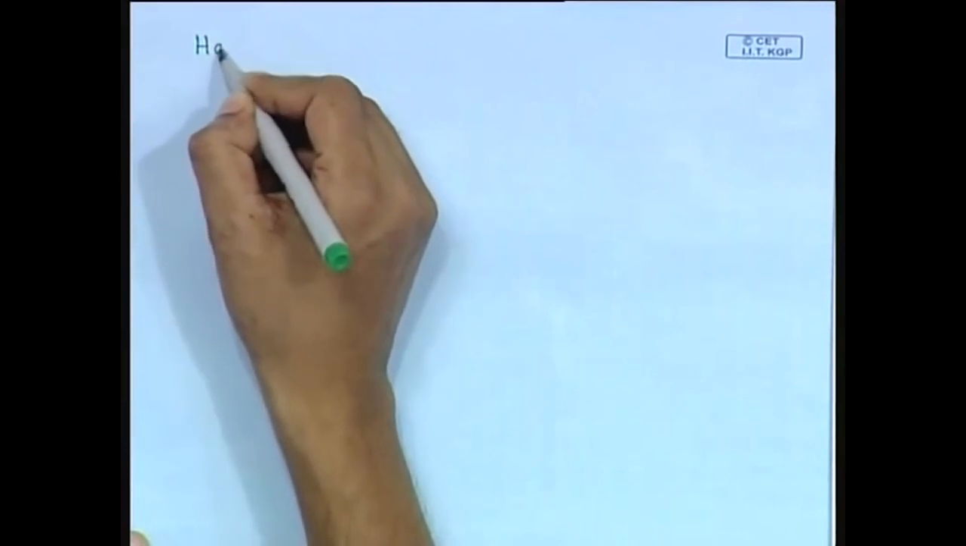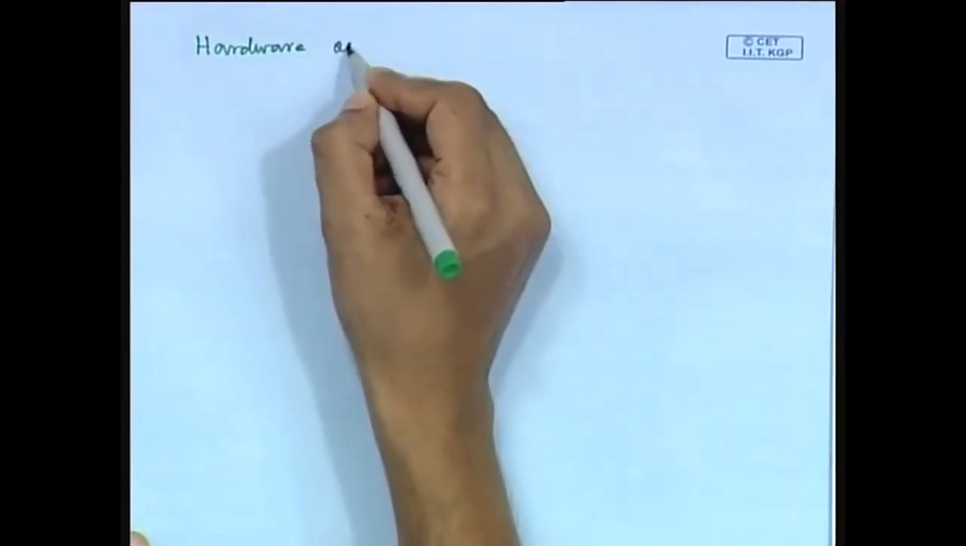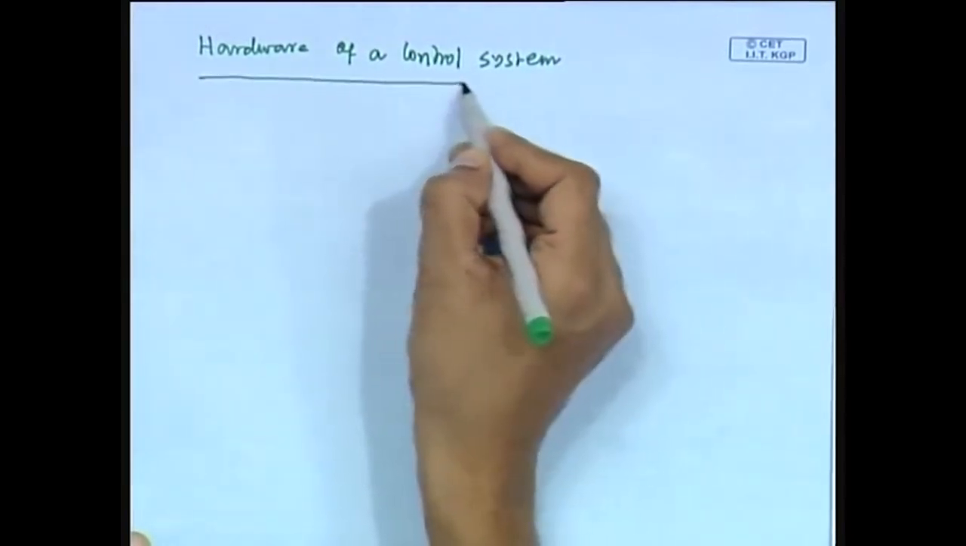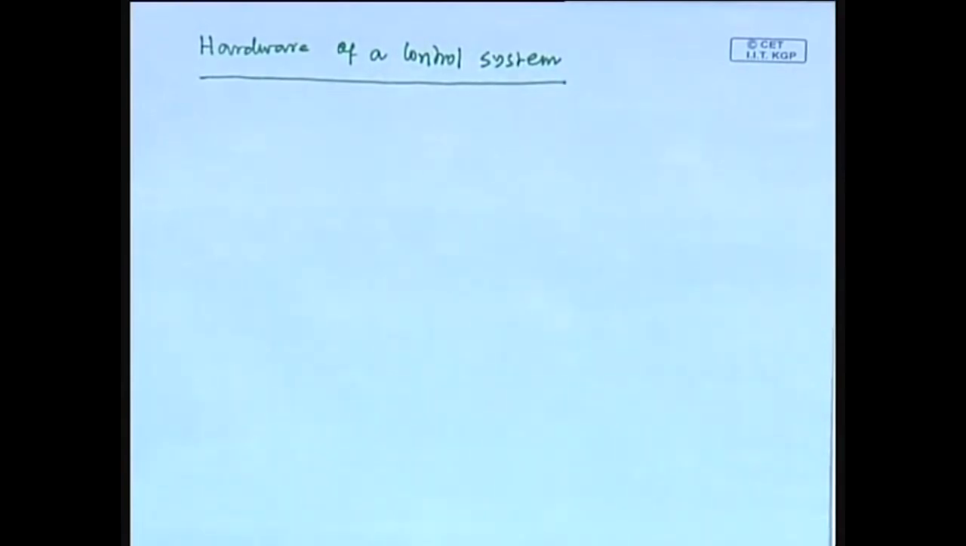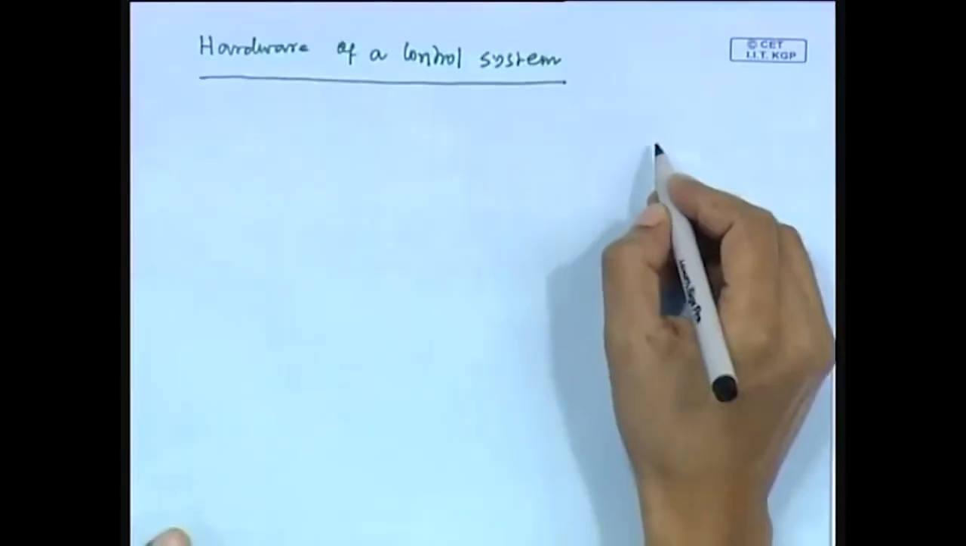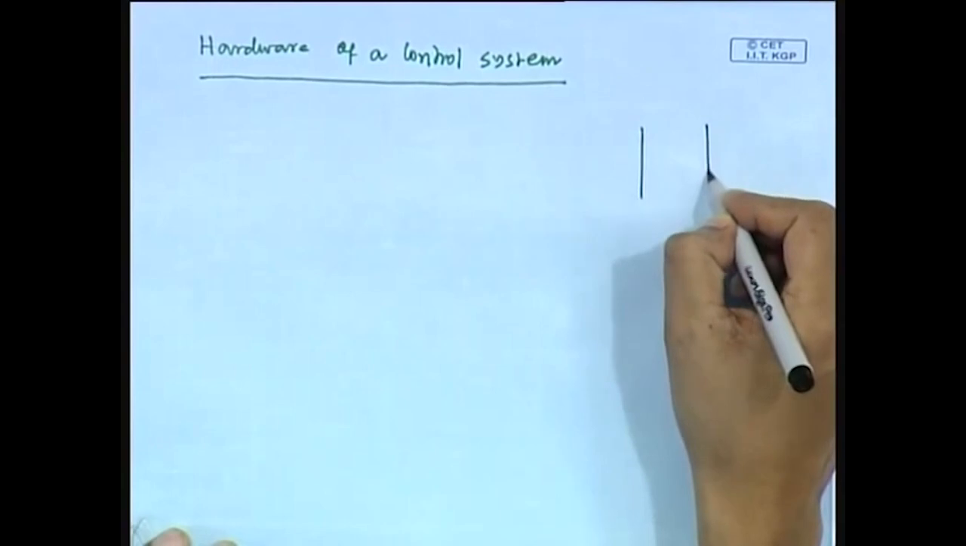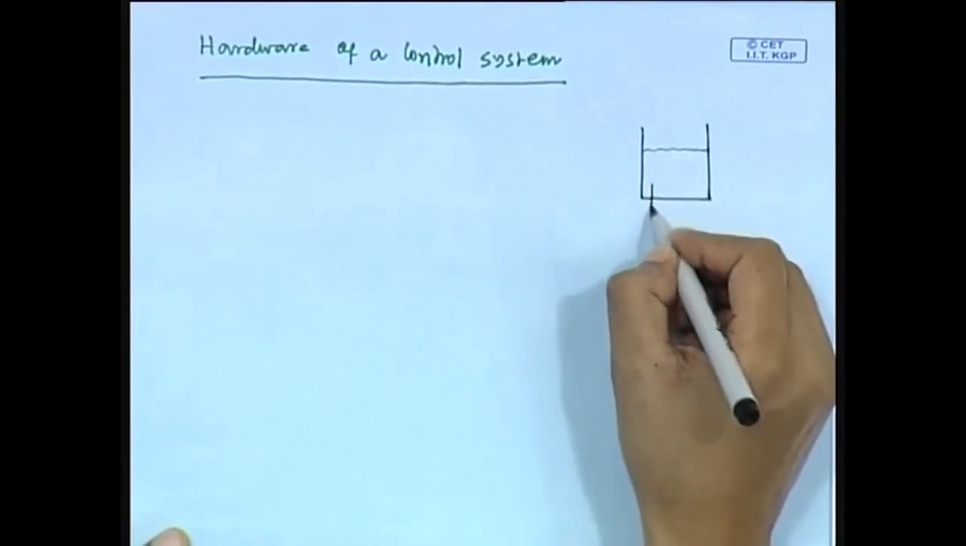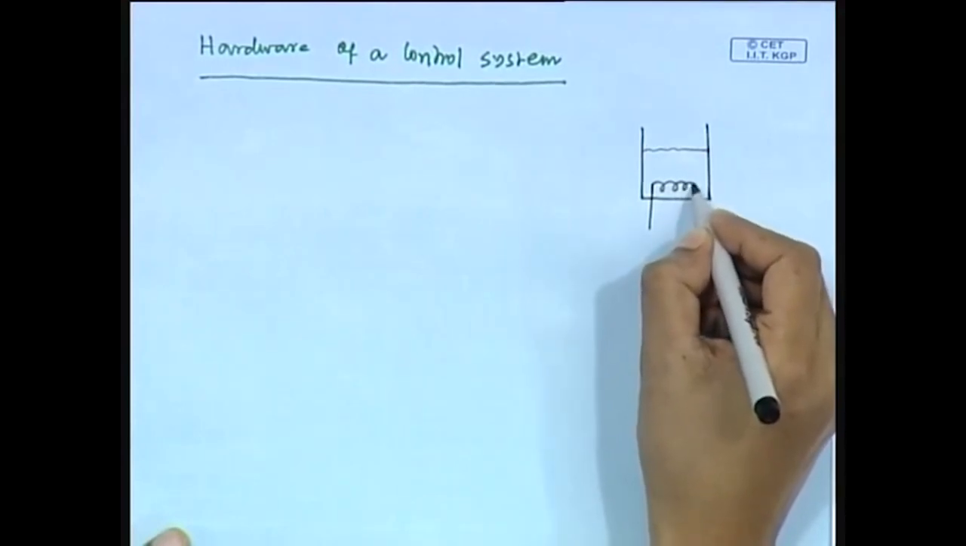So, this is all about the different control configurations with the example of the distillation column. In the next, we will discuss the different hardware elements of a control system. To discuss this topic, it is better to consider one example, and we will continue the heating tank system, which we discussed in the first class.